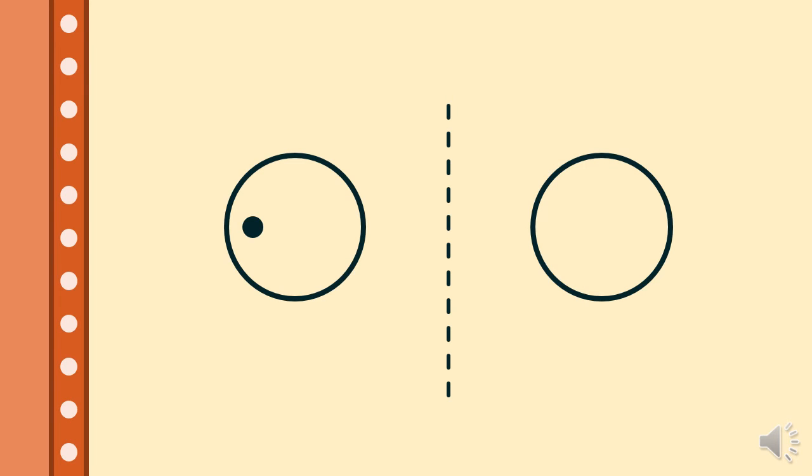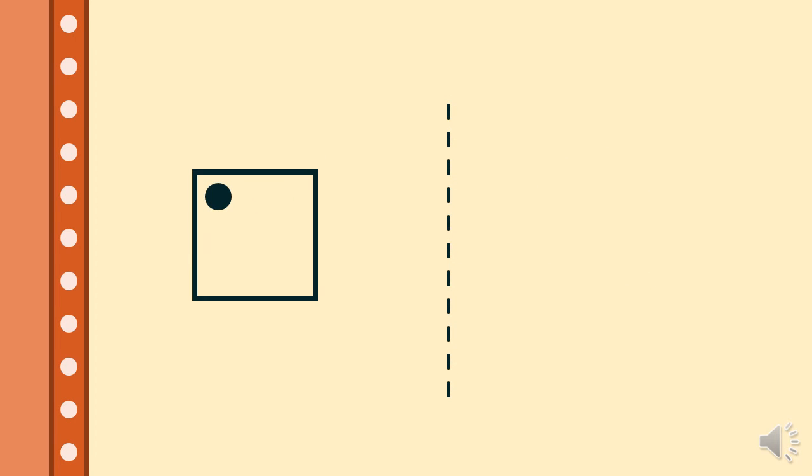There's one more in this section. Here you see a square with a dot in the upper left corner. The second square has no dot at all. So what happened? Did you slide that square? Did you flip that square? Or did you turn that square? Mark your answer. All right, if you marked flip, you are correct.